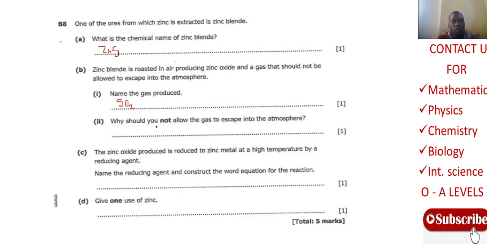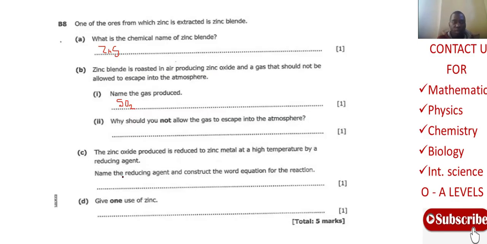Okay, why should you not allow the gas to escape into the atmosphere? So this one might cause acidic rain. Sulfur dioxide might cause acidic rain. The zinc oxide produced is reduced to zinc metal at a high temperature by a reducing agent.